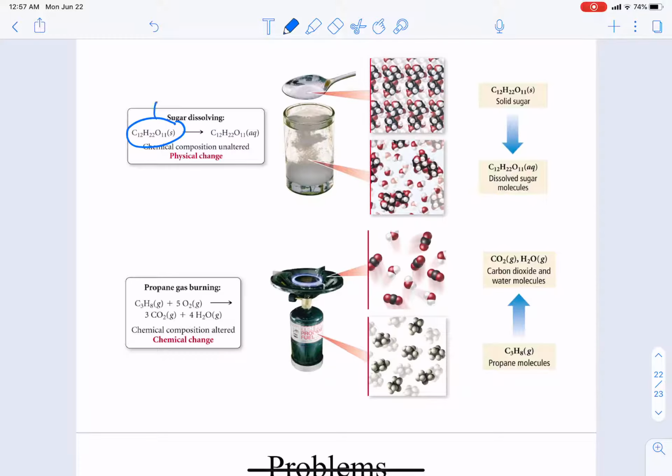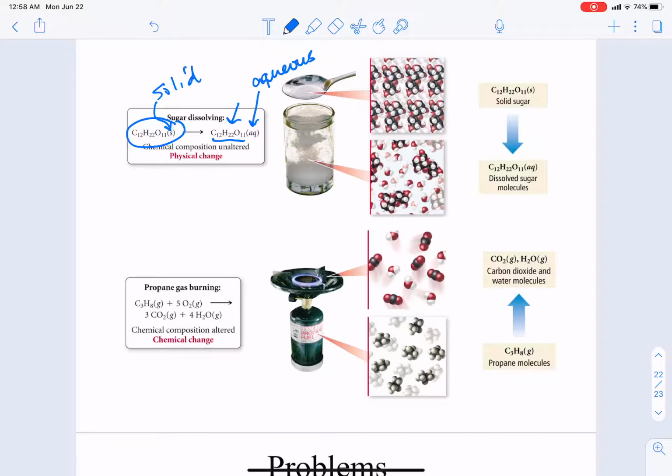C12H22O11, and in parentheses it says S for what? For solid. And then we're going to put it into water. And the sucrose is still sucrose when it dissolves into the water. It doesn't come apart and turn into something else. And you can see here it's still C12H22O11. It's just that in the parentheses right there we've got AQ, which indicates what? It indicates that it's dissolved in water, and that is aqueous. So it means whatever is right here, it's dissolved in water.